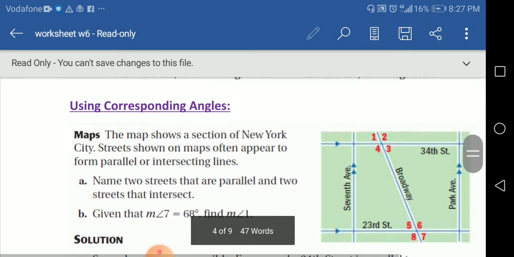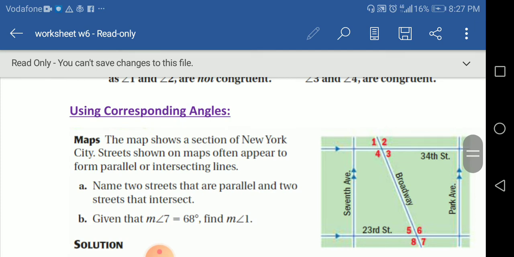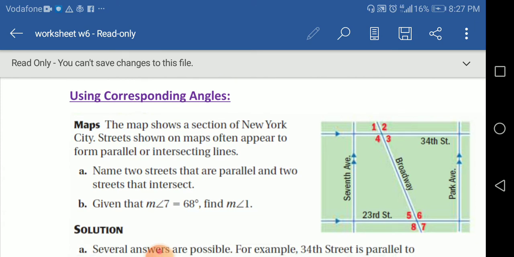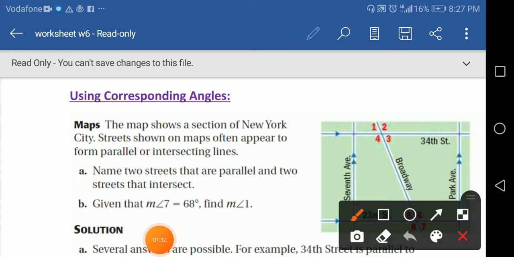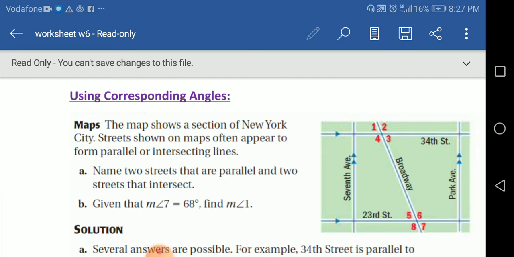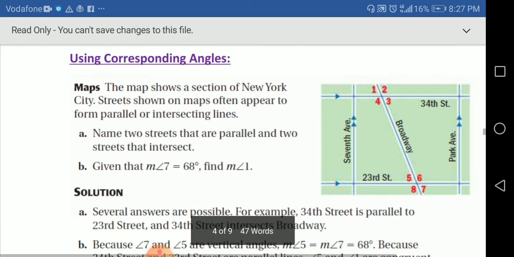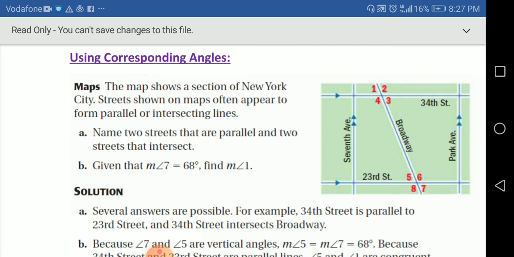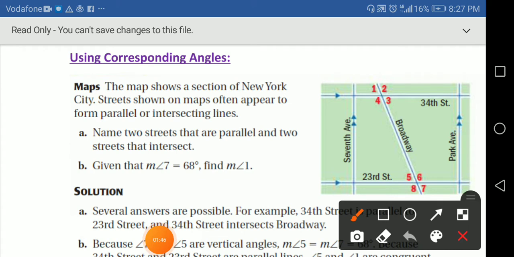And let's have some practice. This map shows a section of New York City. Streets shown on maps often appear to form parallel lines and intersecting lines. So name two streets that are parallel. Let's see, where are the streets that are parallel?